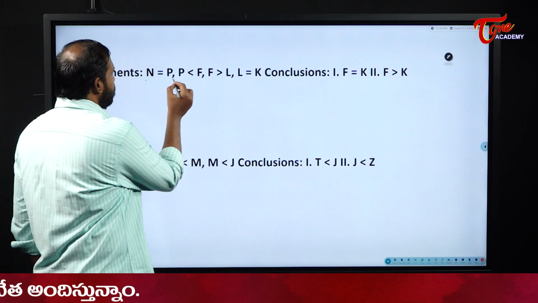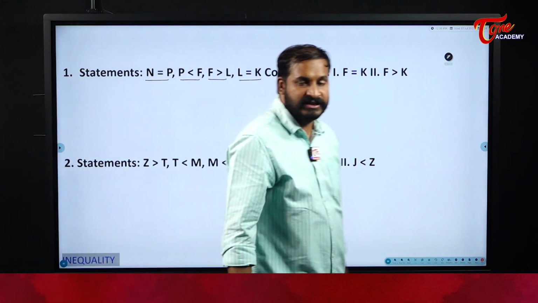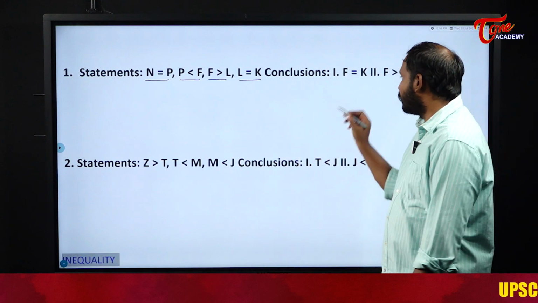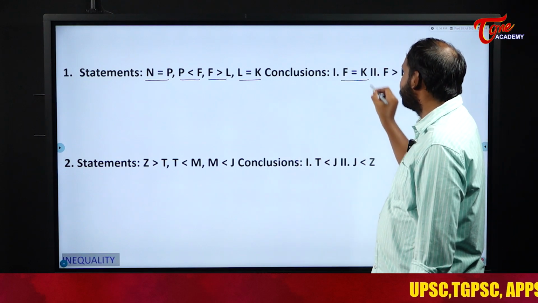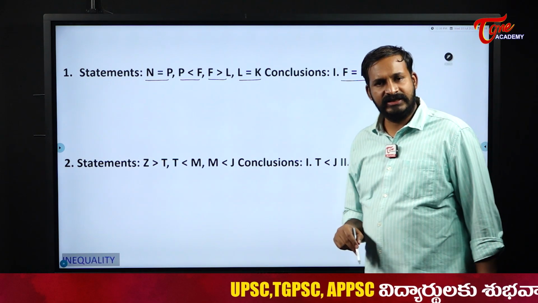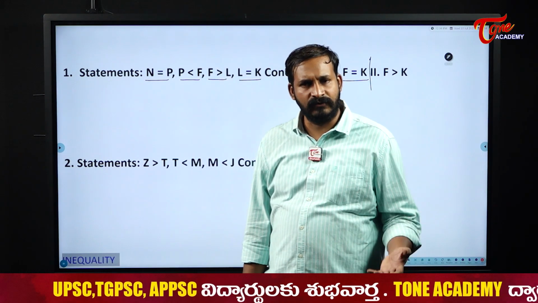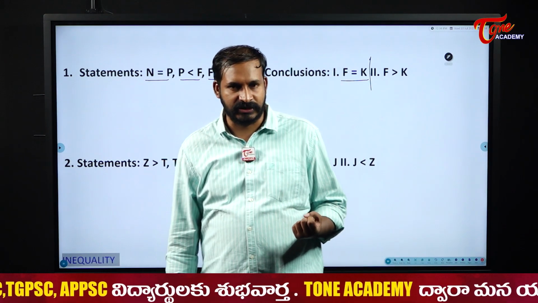They given me three relations, N to P, P to F, F to L, L to K. Some four expressions are given for me here. Now see here, first one is F equal to K, first conclusion. See, this one is similar to our statements and conclusions only. Only one follows, only two follows, both follows, neither follows. Like this, we will have the options, students.